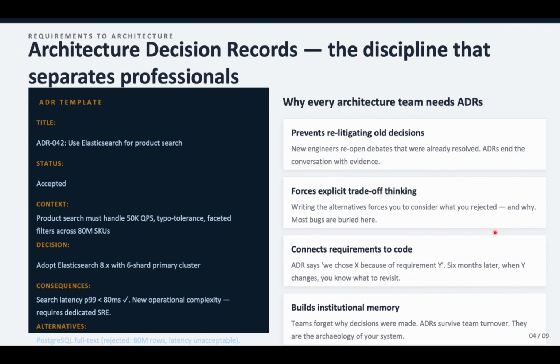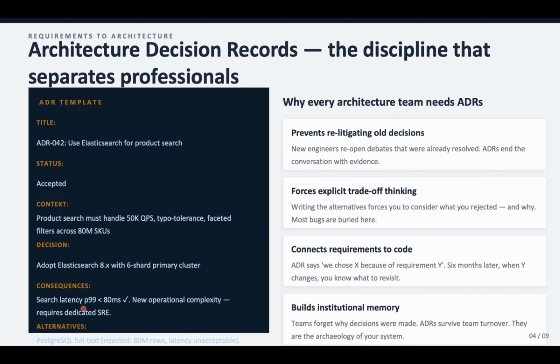And then we have the decision over here. Adopt Elasticsearch 8 with a 6 shard primary cluster. This decision is specific, actionable, and unambiguous. Then we have the consequences. If you want to take a decision, what could be the consequences of that decision? We write those consequences down over here.